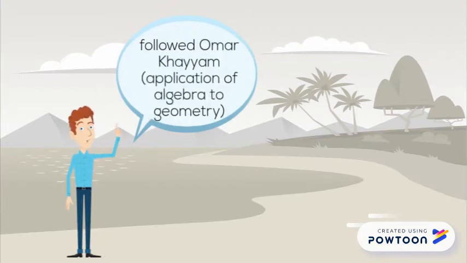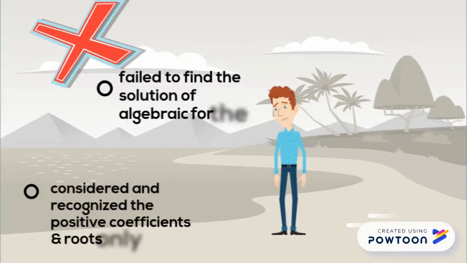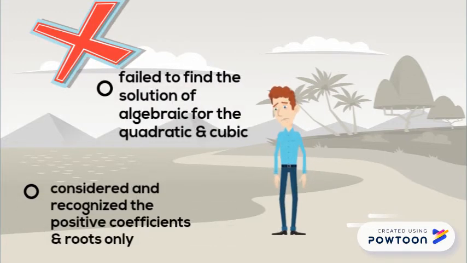We know that Sharaf ad-Din Al-Tusi followed the teaching of Omar Khayyam, but apparently Khayyam failed to find the algebraic solution for the quadratic and cubic equations. It is because they considered and recognized positive coefficients and roots only.